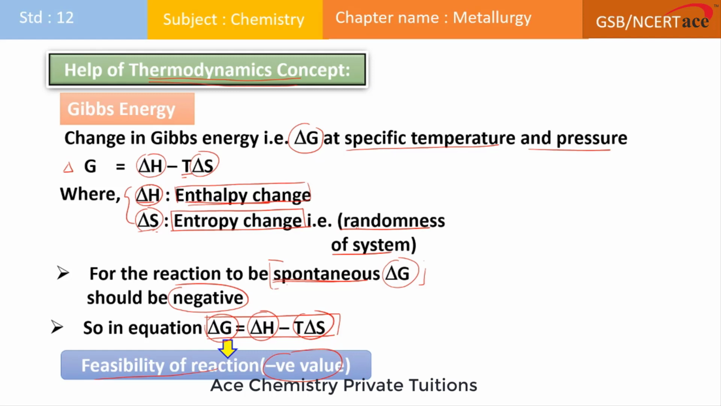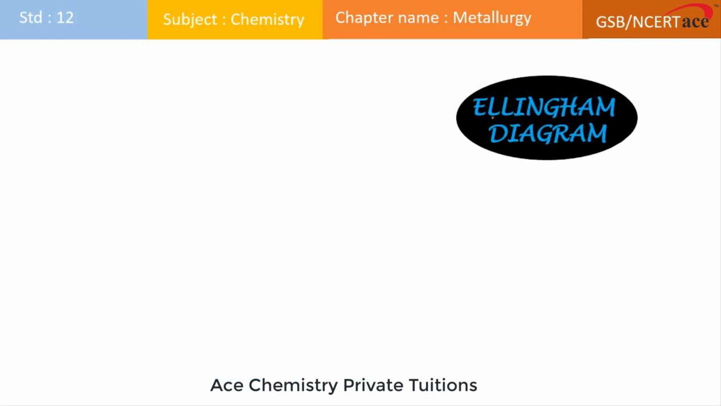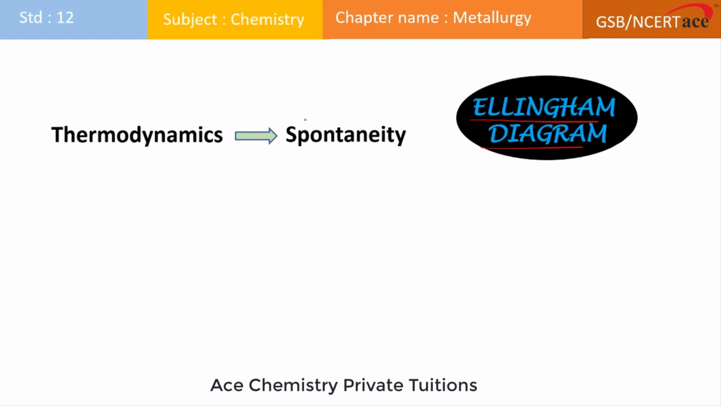So this can be explained on the basis of what? One graph which is referred to as what? Ellingham diagram. So the Ellingham diagram is basically based upon the principle of what? Thermodynamics, which actually helps us to understand the spontaneity of the reactions.